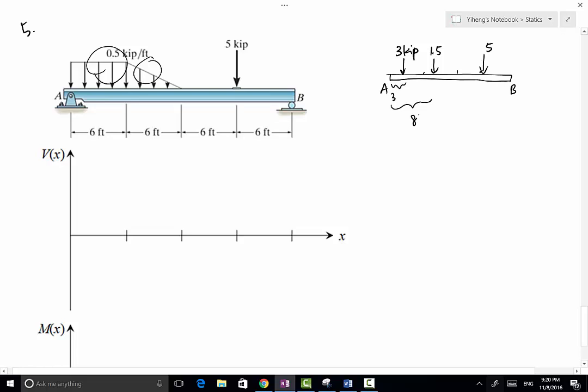And then we can solve for the support reactions at point A and point B. So again, that is a rigid body equilibrium problem. Shouldn't be difficult at this point. So at point A, we have 4.875 kip. And at point B, we have 4.625 kip. So now we're actually ready to draw our shear force and bending moment diagram.